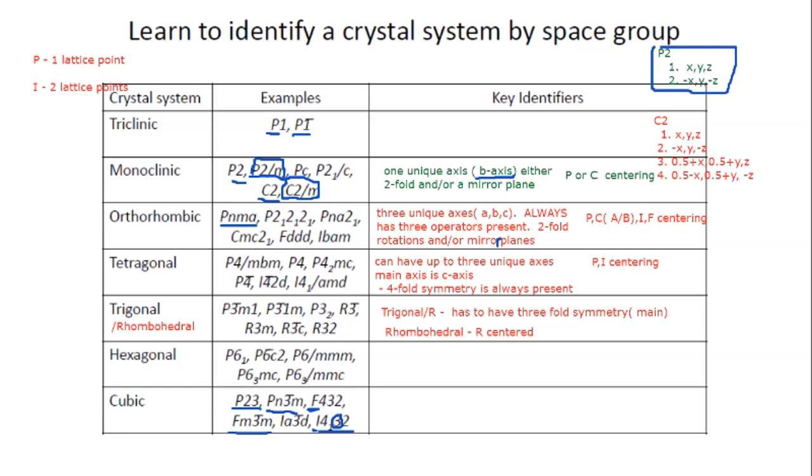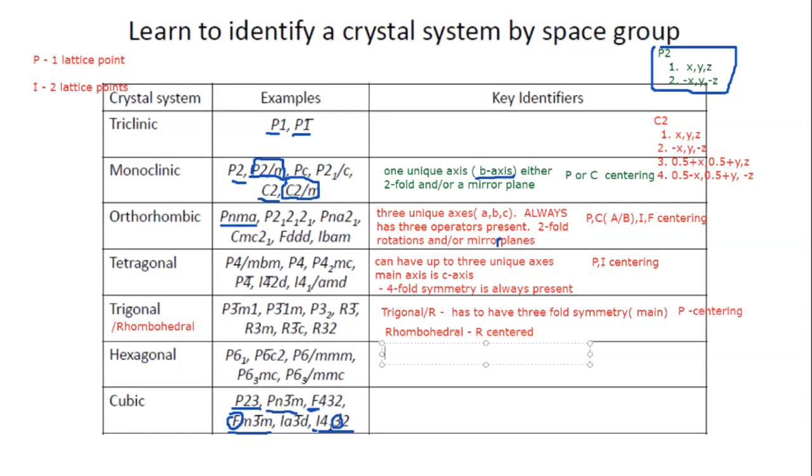Secondly, trigonal can only be primitive. So for example, Fm-3m cannot be trigonal because it's face-centered. So again, trigonal can only be primitive centering, and on the main axis has to have some type of threefold symmetry. And again, the main axis is the first one always listed in the symmetry operators. So trigonal is primitive centering.